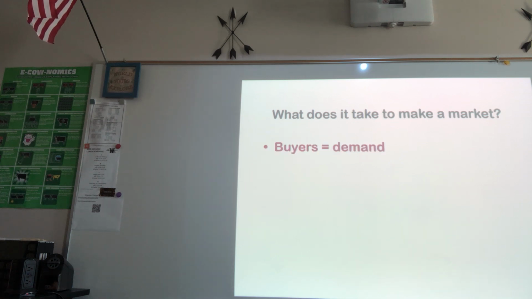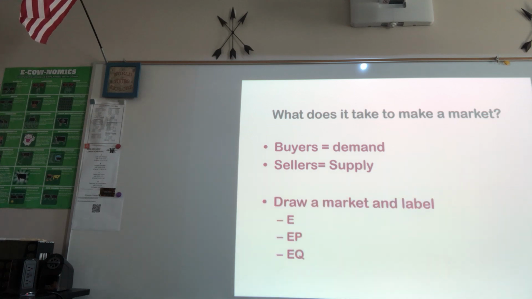What does it take to have a market? We have to have buyers, which you are. We also have to have sellers, which none of us are, right? And what we see is that when we interact our supply and our demand curve, we're now able to label some new points. One is equilibrium, where they intersect, and then we'll have equilibrium price and equilibrium quantity.